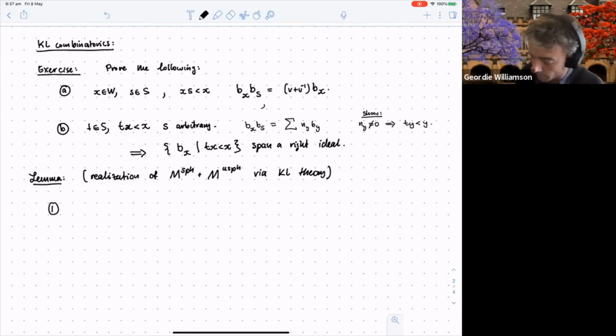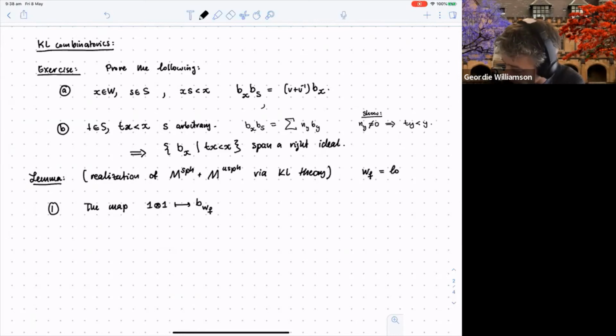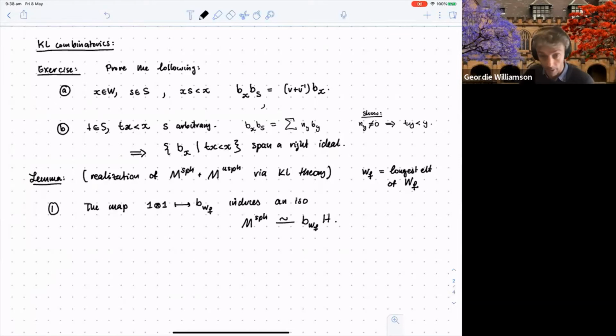So the first statement is that the map that sends one tensor one to B_{w_F} (w_F always denotes the longest element of the finite Weyl group) induces an isomorphism of the spherical module with the right ideal generated by the Kazhdan–Lusztig element corresponding to the longest element. So the spherical module sits inside the regular representation, the right regular representation, in a very simple way.